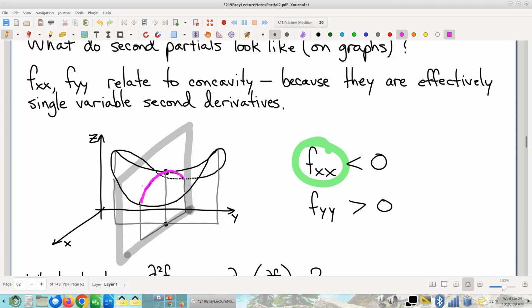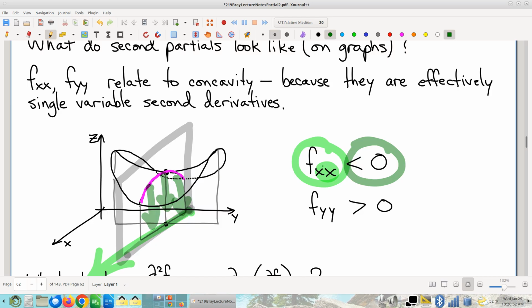And so what happens if you take the partial derivative with respect to x? Well, that's just the second derivative in the x direction. And effectively, we only have a single variable here at this point, right? y is a constant. It's not really a variable anymore. And in a single variable context, the second derivative has a pretty well-established interpretation. It just speaks to concavity. So in particular, if the cross-section is concave down, that means the second partial is negative. And vice versa.